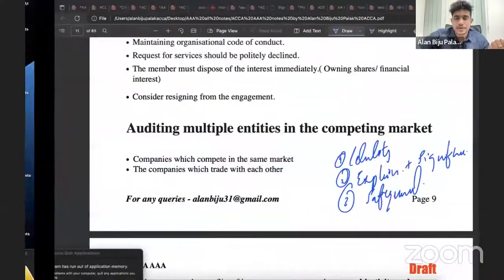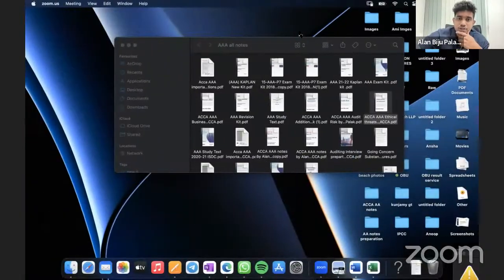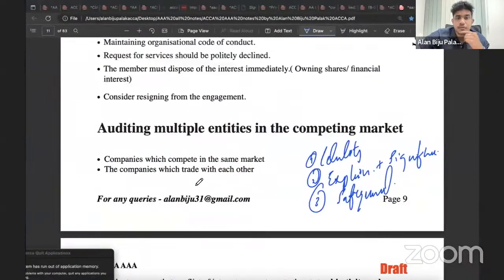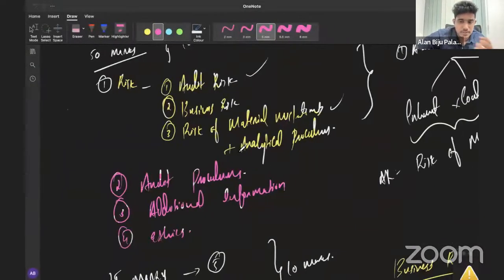Yes, sir. Okay. Are there any doubts in relation to the areas that we already discussed? No, sir. Okay. So we have properly discussed the ethical threats, in addition to which we have also considered the area of business risk, and we have also discussed the risk of material misstatements as well.